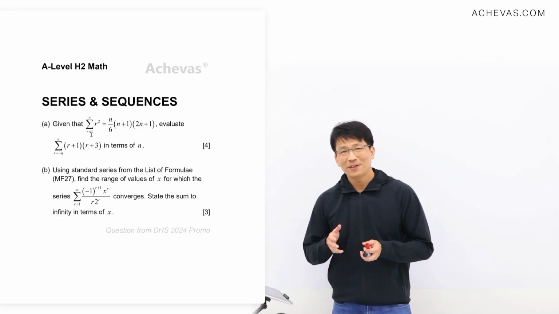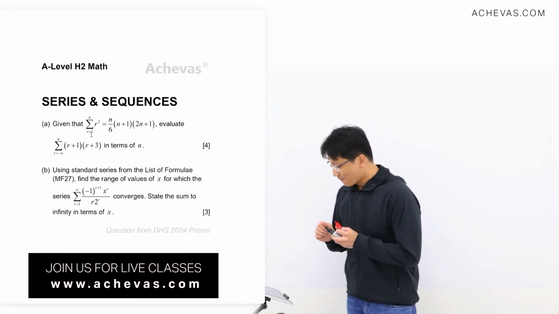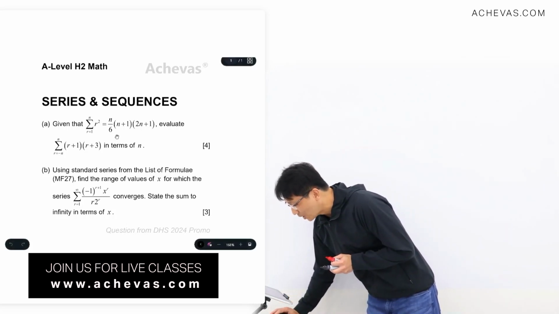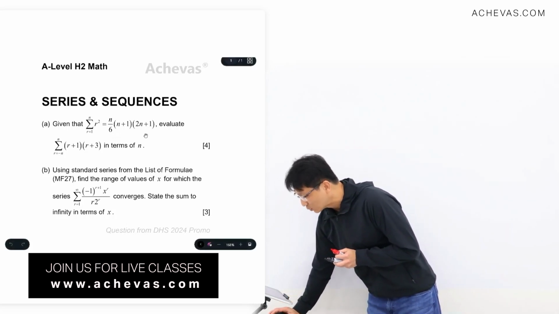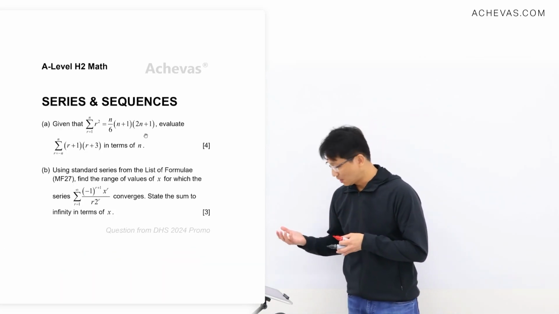Hi everyone, in this video we'll be taking a look at a question on sequence and series. For part A of this question, we are given that the summation of r squared equals n over 6, n plus 1, 2n plus 1. Perhaps we'll be making use of this information given to us later on.